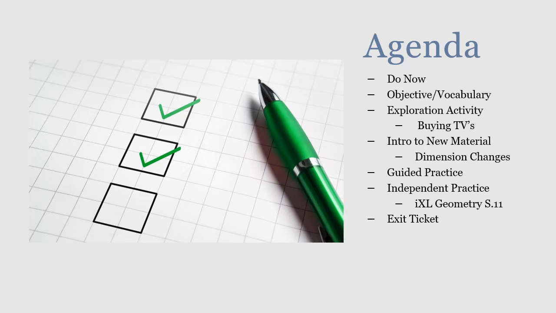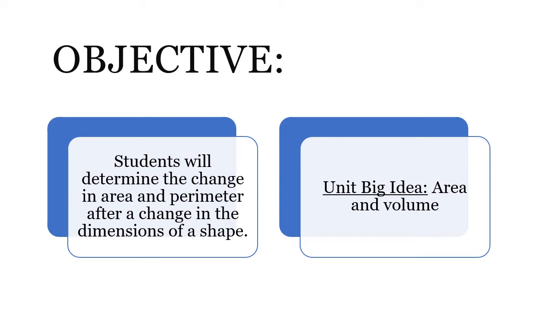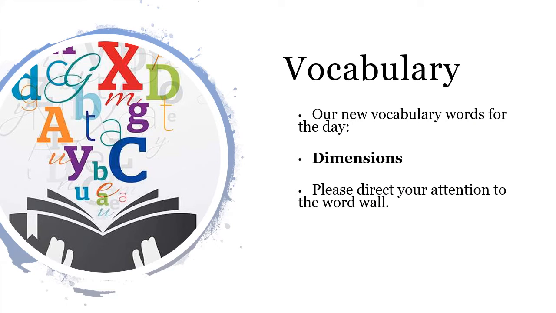Alright, so today on the agenda, changes in dimension of 2D shapes. So changes in the width or the height, and how that affects the area and the perimeter. Objective: students will determine the change in area and perimeter after change in the dimensions of a shape. And again, the big idea is area and volume. So vocabulary: dimensions just means either the width or the height.